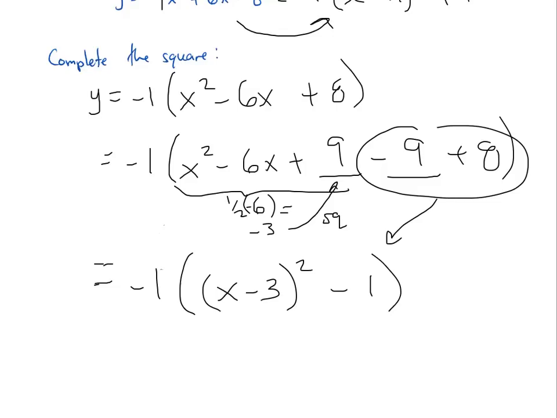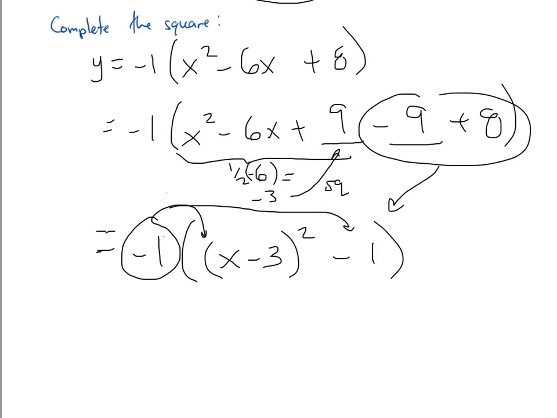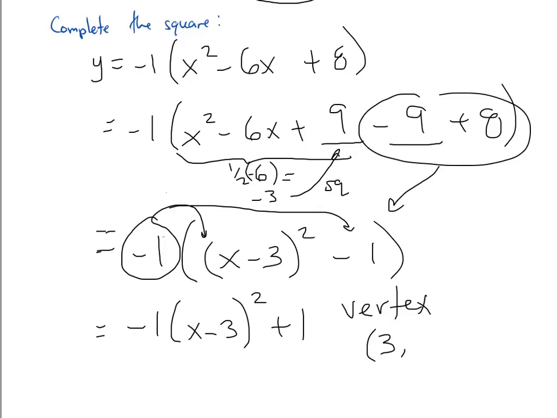And now don't forget this last step. This is kind of an important one: to distribute the -1 back through to both of these two terms. When we do that, we're left with -1 times x minus 3 squared, and then -1 times -1, so plus 1, which means our vertex is at, so the number being subtracted from x is 3, and the number being added at the end is 1. So our vertex is 3, 1.